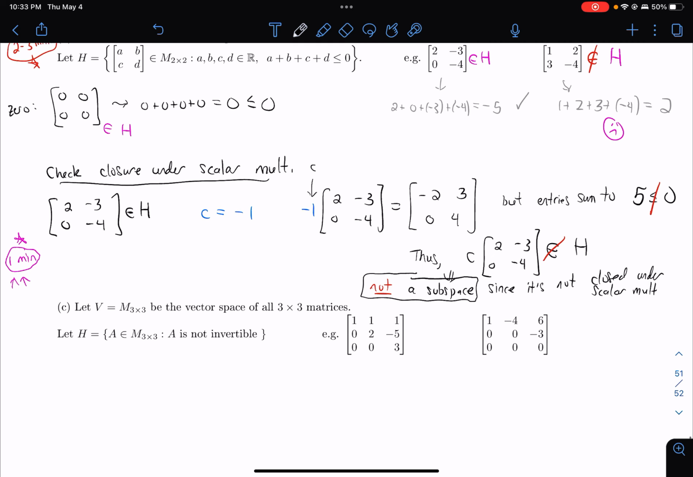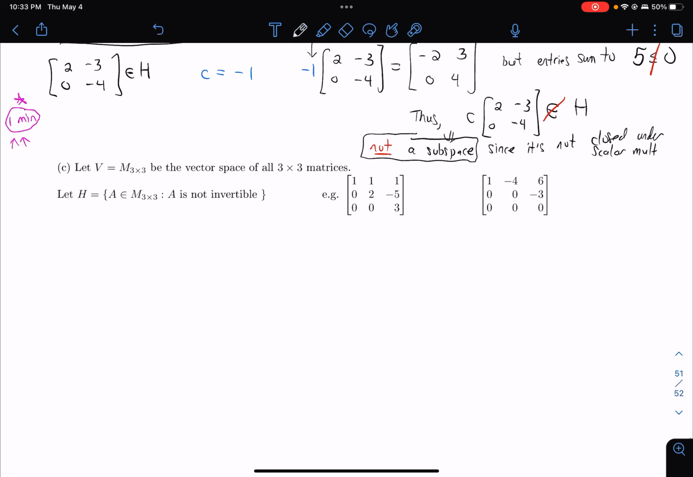Okay, let's do one more practice problem here in this video. Again, V is, this time, M 3 by 3, the vector space of all 3 by 3 matrices. And H this time says, well, what are the things in H? A is in M 3 by 3, so we're talking about 3 by 3 matrices. The colon means such that A is not invertible. So in other words, H consists of 3 by 3 matrices that are not invertible.